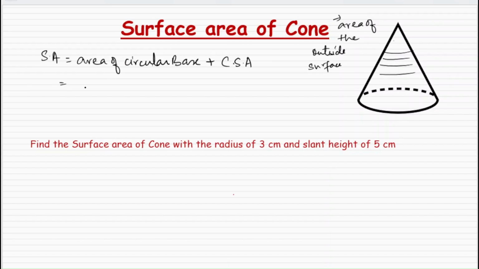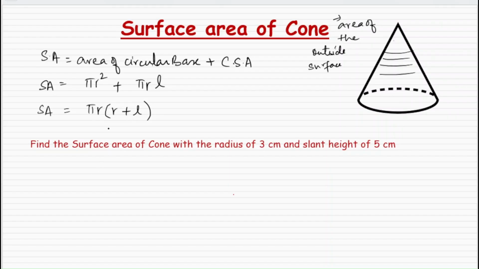Now we know that the area of the circle is pi r square and the curved surface area of the cone is given by the formula pi r l. So the surface area of the cone is made up of two parts, pi r square plus pi r l. Many times students write it by taking pi r common. From the first term r is left and from the second term l is left. So this formula becomes pi r times (r plus l).